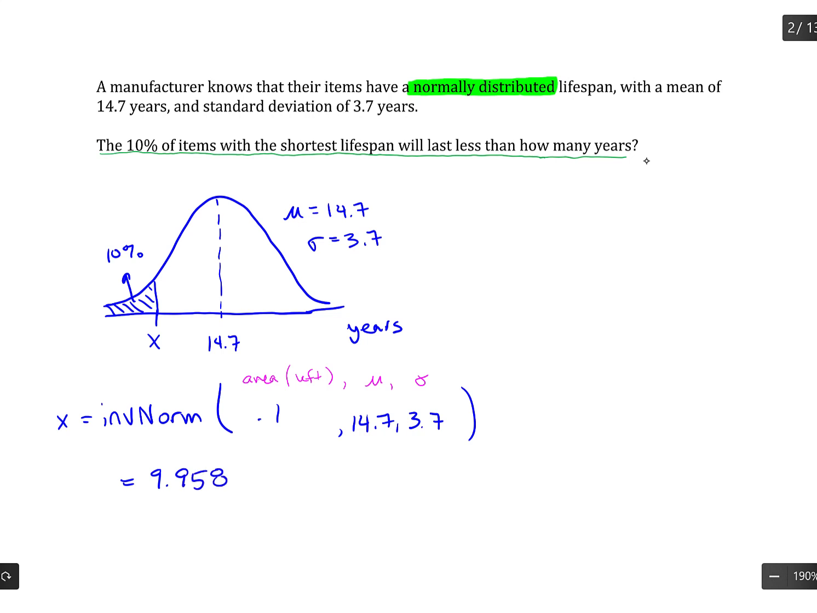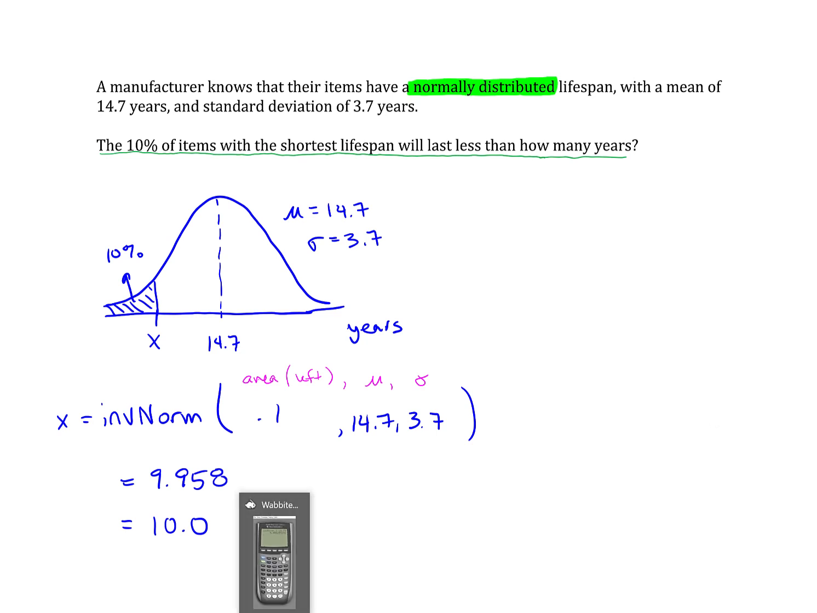And I follow any rounding rules that were given by the problem. Generally, the suggested rounding is to round to the same accuracy as the mean and standard deviation. So for instance here, those are accurate to the first decimal. So I would round this to the first decimal, which would make it 10.0. But just follow any rounding rules that are provided in the problem.